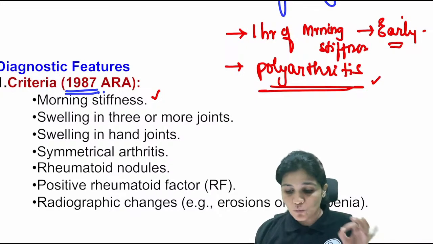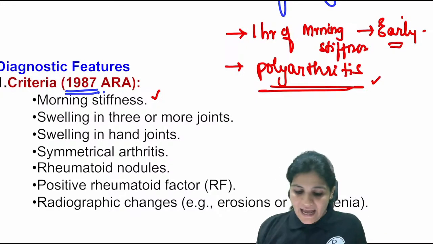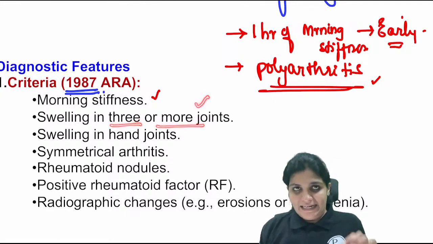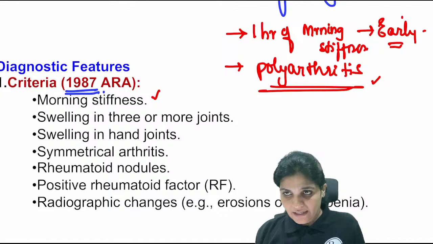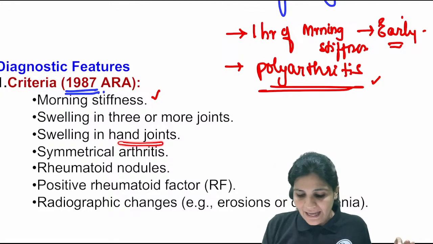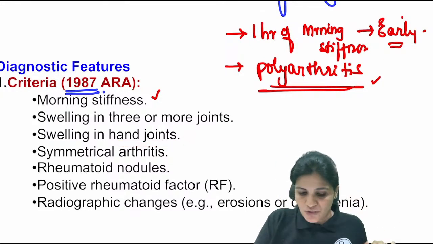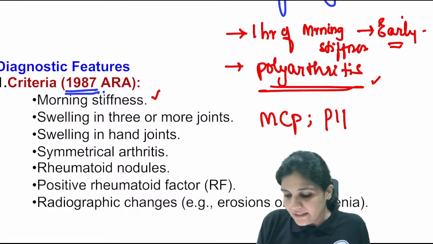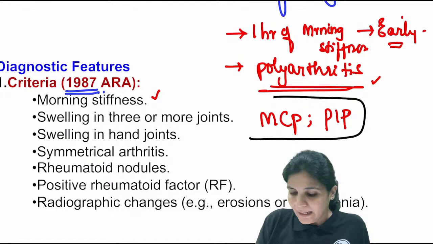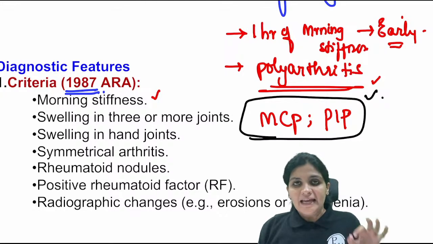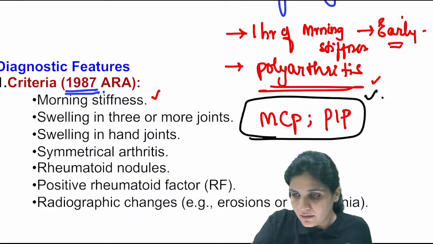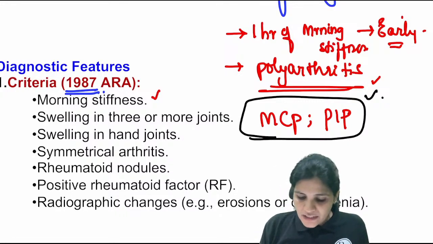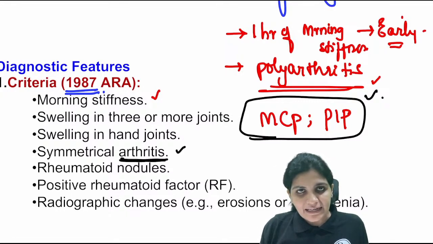So this will be at least 1 hour of early morning stiffness and involvement of 3 or more joints. That is why it is called polyarthritis. And these 3 or more joints should mainly be in the hand joints. Usually the MCP and the PIP are involved most commonly, hand joints, MCP and PIP. DIP are usually preserved. And it is usually a symmetric arthritis.